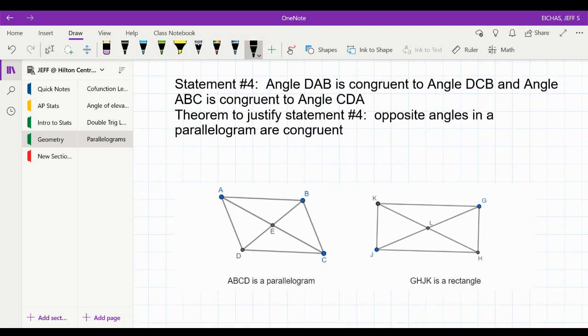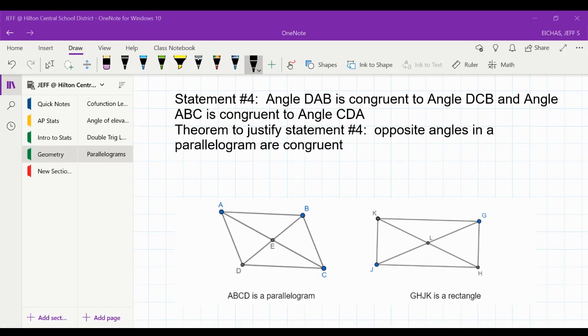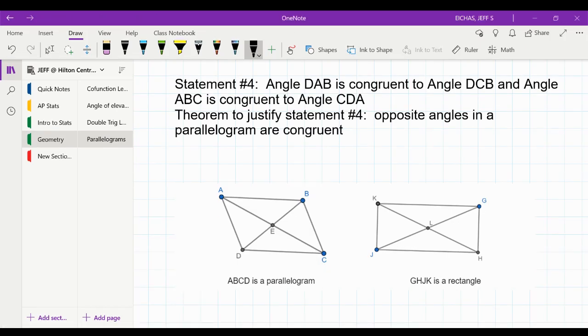Let's see. So angle DAB is congruent to, don't know what happened. Looks like it just took over. I must have hit something. Hang on 1 second. Back to this. Hopefully it's still recording.